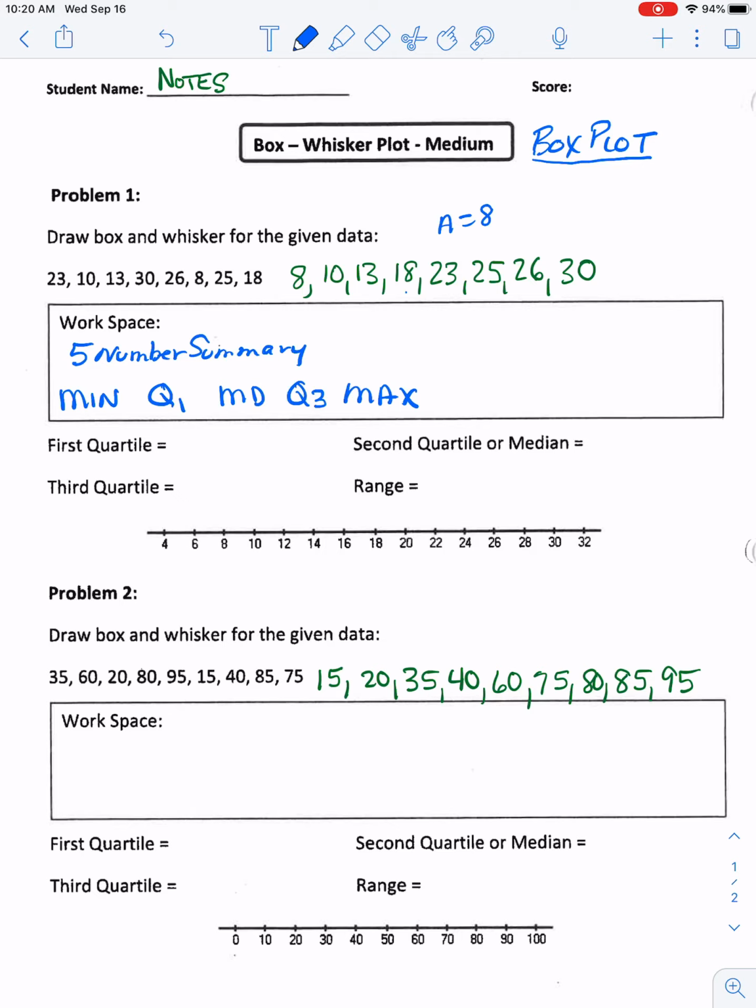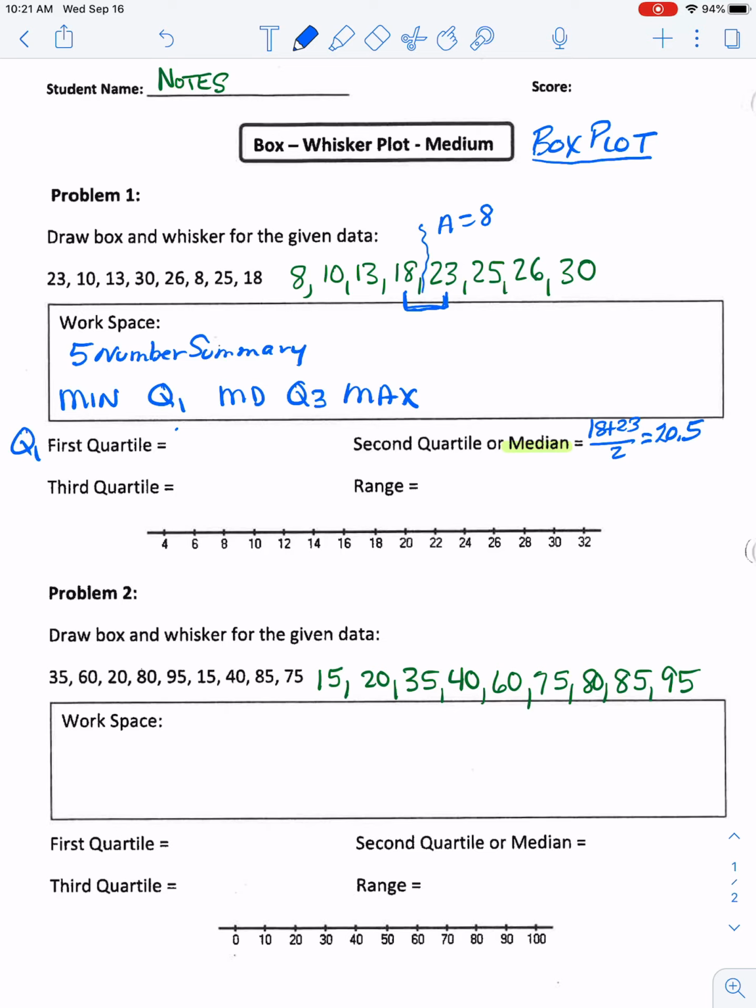Since we have 8 values, we know the median is going to be between the 4th and the 5th value, if we cut them off from each side. So to find the median, we're going to take 18 plus 23 and divide by 2. When you do that, you should come up with 20.5. Okay, so that's our median.